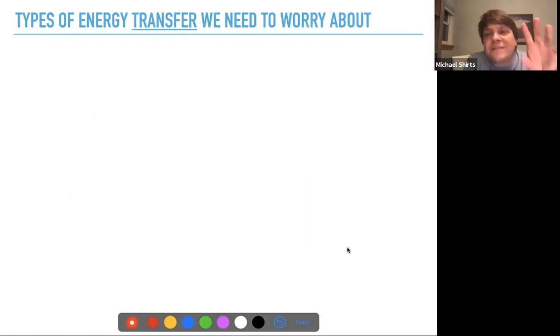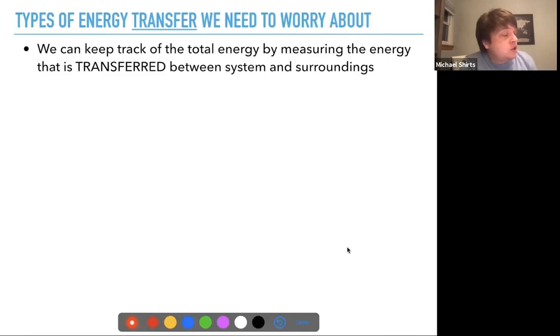But of course, if we have a system and the surroundings, we also have energy transfer between the system and the surroundings. So we know about the changes in the energy of a system that we'll have to worry about. What are the kinds of energy transfer we'll have to make sure we're aware of? That's key, because we can keep track of the total energy. Since the total energy is conserved, we can keep track of it by measuring the energy that is transferred between the system and surroundings. So we just need to know about how that energy is transferred, and we can calculate changes in energy in the system.